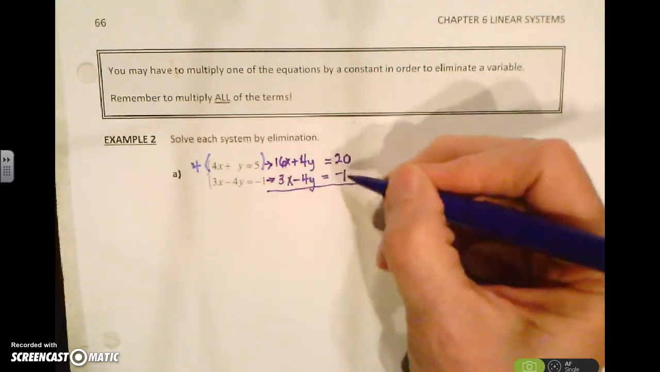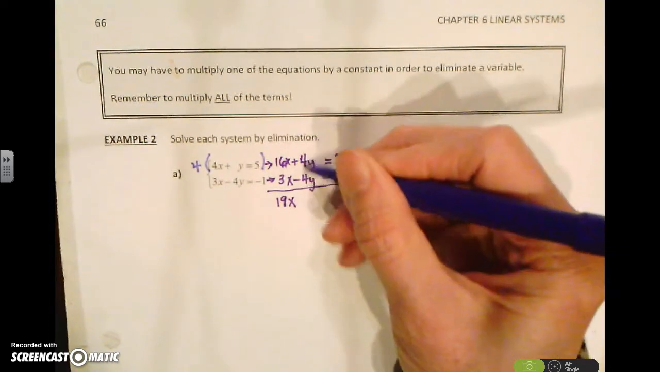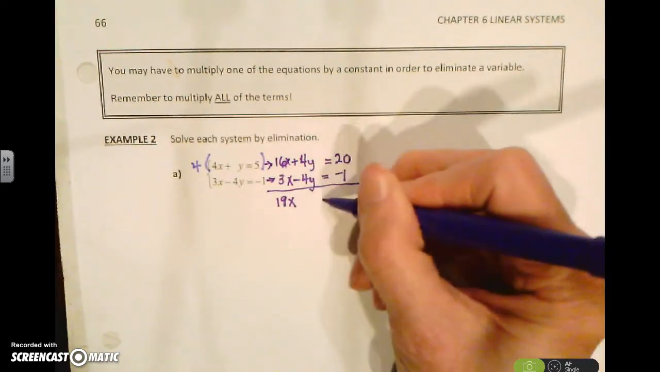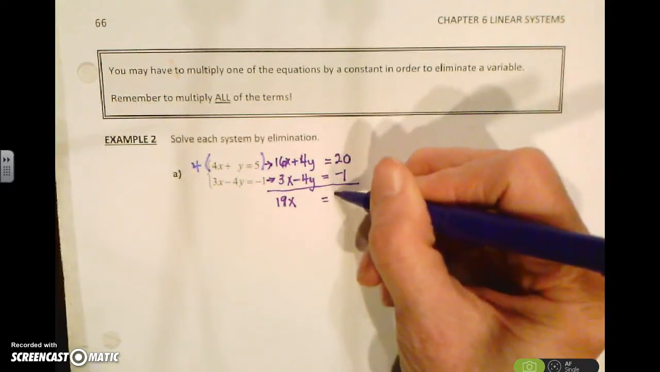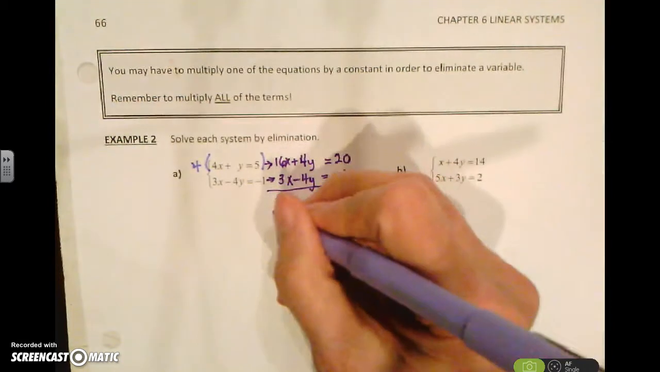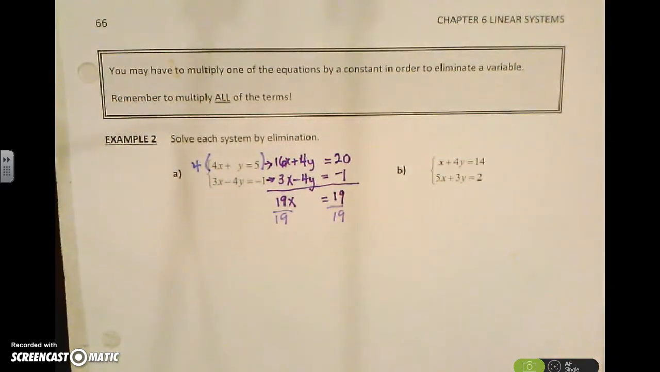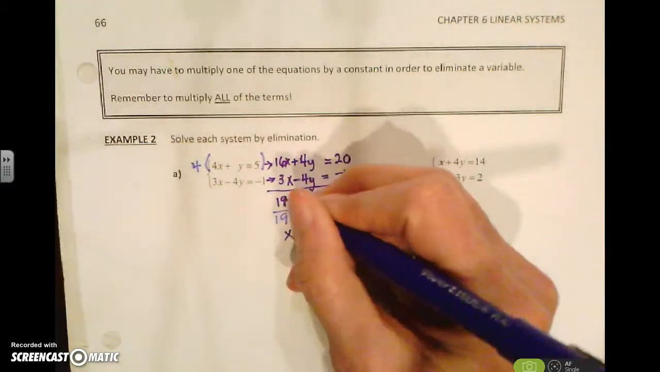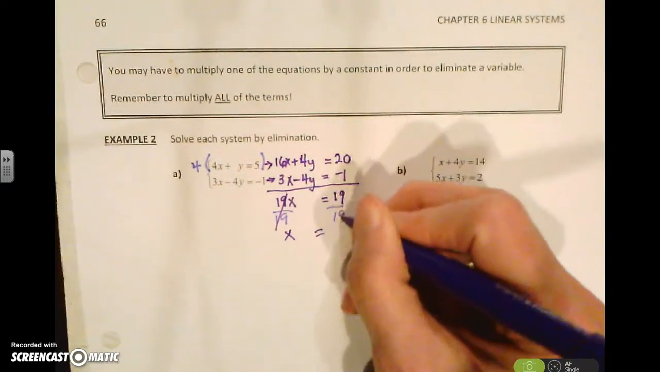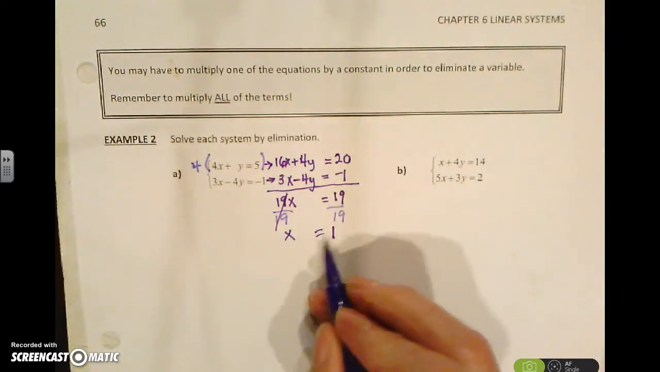When I add these, I get 19x. That doesn't look very pretty. These are going to eliminate. But when I add these, 20 and a negative 1 comes out to be 19. So that's looking nicer. So then I'm going to divide both sides by 19 so that I end up with that x is equal to 19 divided by 19 is 1. So there's one piece of my answer.